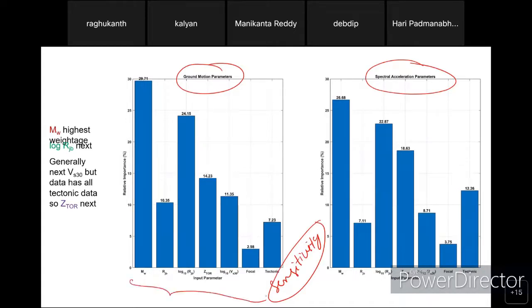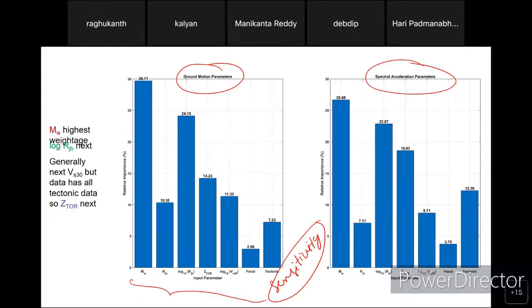Can you see this graph? Read these numbers and tell me. Now you can type in the chat box also if you want, okay? So which is the most important parameter? Yeah, magnitude, very nice, okay?